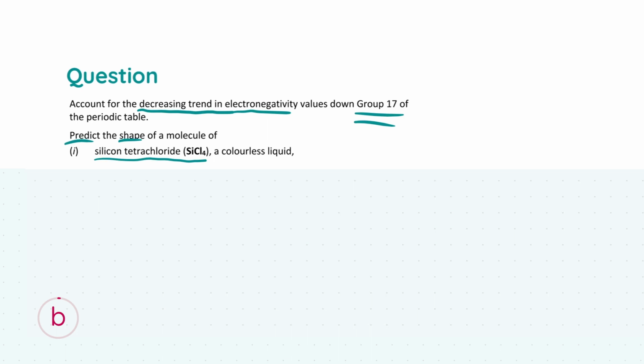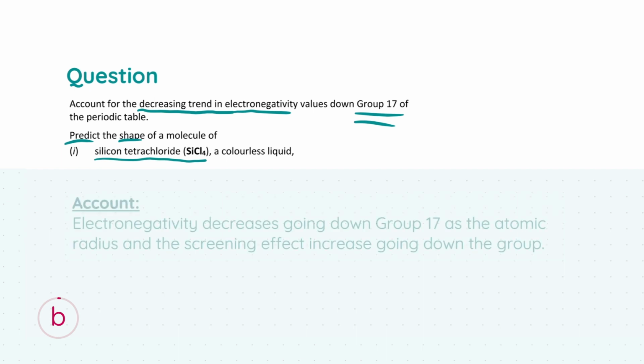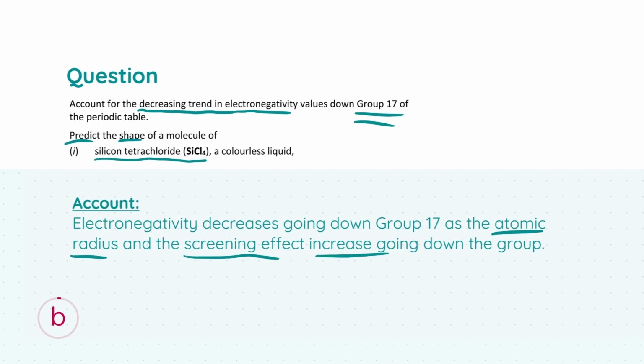So we need to first account for this decreasing trend in electronegativity values as we go down group 17. And the way that we can account for this is as follows. The electronegativity decreases going down group 17 as the atomic radius and the screening effect increase going down the group. So they're both important things to note when we're talking about this overall decrease in electronegativity. The atomic radius is increasing, and the screening, the shielding of the nucleus, is also increasing as well. So to give you a little more context about what that means, electronegativity has to do with, as we were saying earlier, the relative attraction for a shared pair of electrons in a covalent bond.